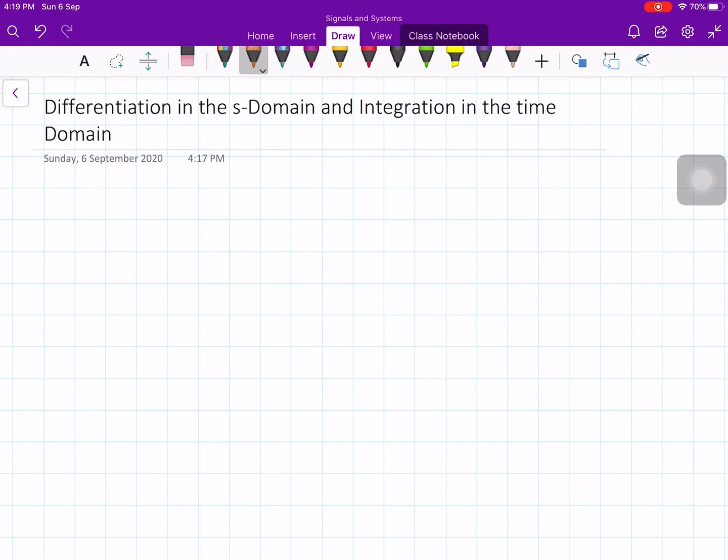Okay, so in this lecture we will now discuss differentiation in the S domain and integration in the time domain. Now first, let us talk about differentiation in the S domain.